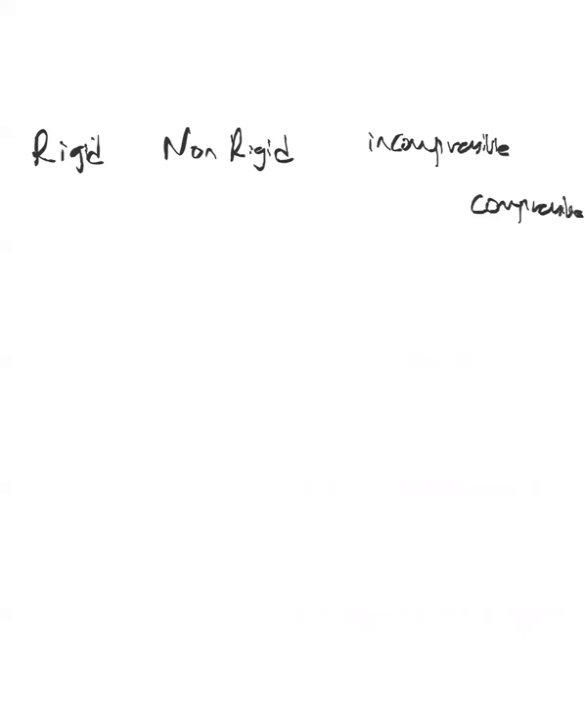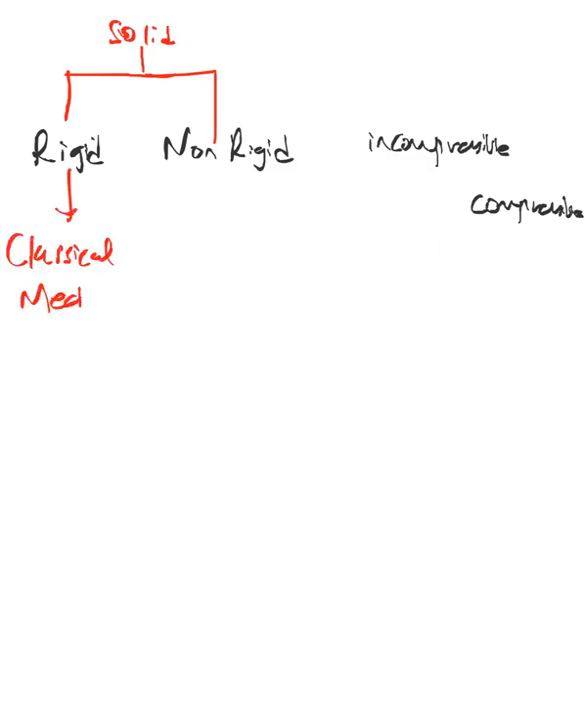So basically, when you talk about rigid, we started with solid. So rigid body is studied under classical mechanics, or simply mechanics. In this, we don't bother about the change in the shape of the body. The change in the shape of the body is not considered here.